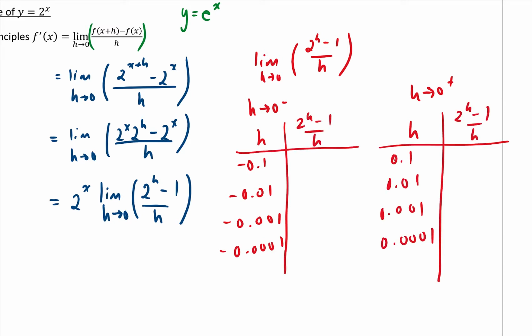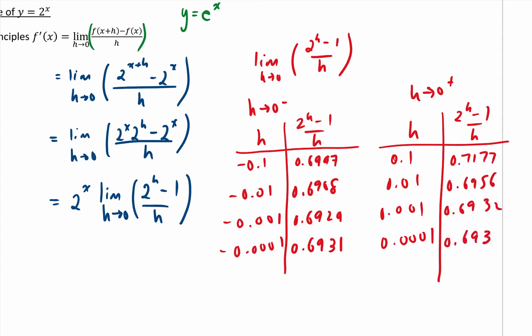So take a moment now and determine what 2 to the exponent of h minus 1 over h equals for each of the following values. And if you look at what we have here, they appear to be approaching a number approximately equal to 0.693 something. And if we did one more of each of these, you would end up with 0.6931 and 0.6931.